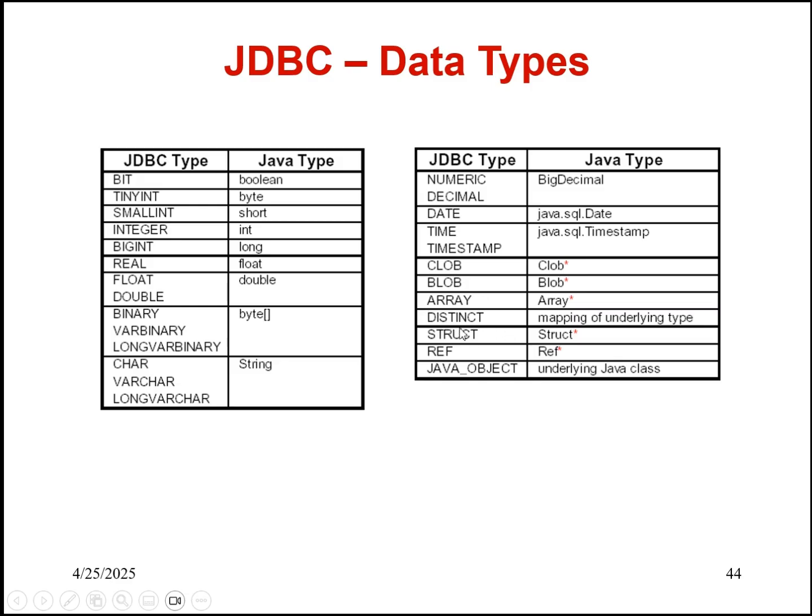And say, for example, you don't want to allow duplicates, then you can mention the distinct. And you can create a structure in JDBC with the struct data type. Reference types you can specify with the REF. Java objects you can create with the Java object type.